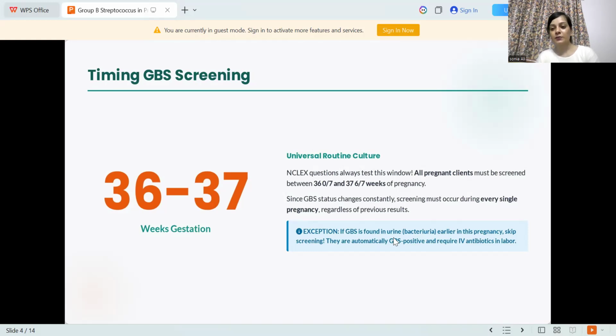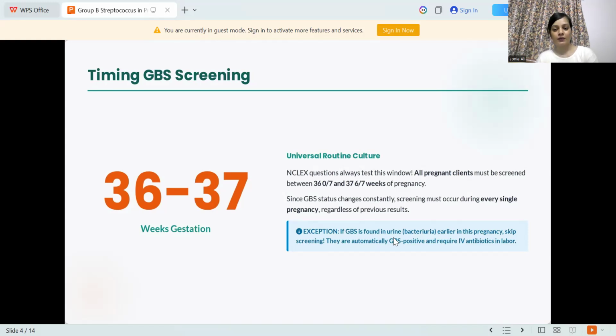And since the GBS status changes constantly, like if a doctor advised a urine test at 28 weeks or maybe 25 weeks, or they found GBS in it, constantly the GBS status may change by 36 to 37 weeks.